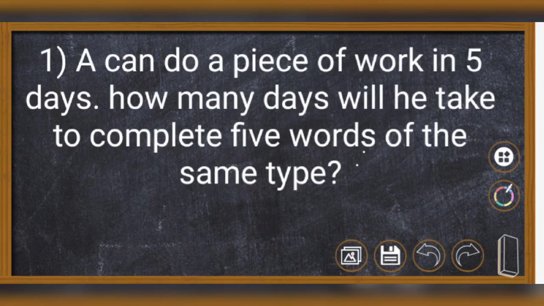Now we'll move on to the first question. A can do a piece of work in 5 days. How many days will he take to complete 3 works of the same type? Now we see that A can do a piece of work in 5 days. That number of days is given and the work is 1. Only one person is doing the work.